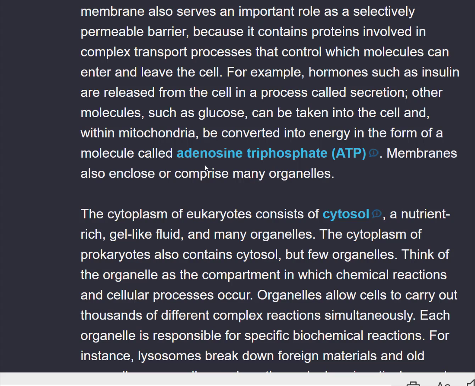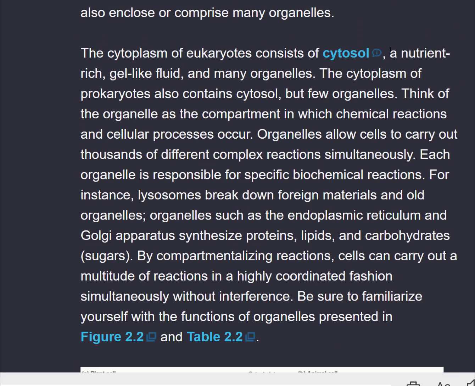Next we're going to do adenosine triphosphate, ATP, a nucleoside triphosphate that contains the nitrogenous base adenine. ATP is the primary form of energy used by living cells. Next is the cytosol. Cytosol is the gel-like, nutrient-rich, aqueous, or water-based fluid of the cytoplasm.